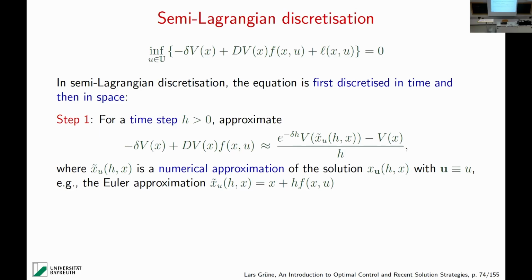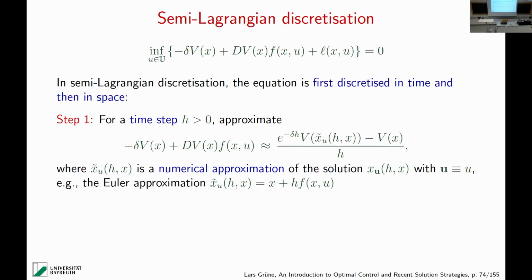So in the simplest case, you take the Euler approximation. So x tilde u is just x plus h f(x,u), and you plug this in there. This is what you can do. And this will always give you an approximation of that term. And because you have this e to the minus delta h here and do the chain rule, you get this minus delta V(x) on top. That's where it comes from.